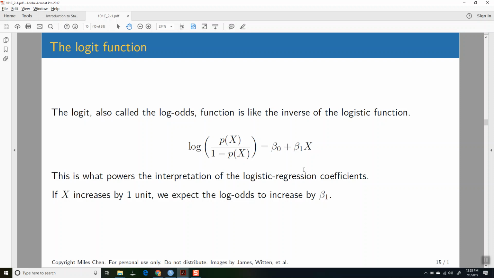So for linear regression, the interpretation was easy. You'd say if x increased by 1, then the output increases by beta 1, right? So whatever x increases by, you multiply that by beta 1, and we expect our output to increase by that much, okay? This time, if x increases by 1, then this function increases by beta 1, okay? And what is this function? This function is the log of the odds. The odds is the probability divided by 1 minus the probability.